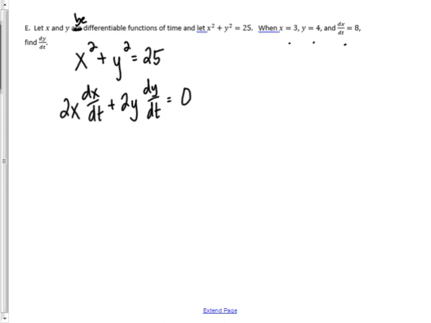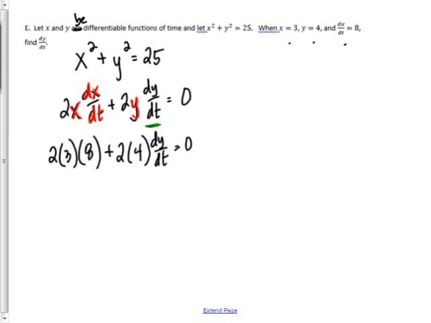So I'm trying to find dy dt. That's the one I want to solve for. So I'm going to replace all of my other ones and then solve that out. So I'm plugging in for x. x is 3, dx dt is 8, and y is 4.